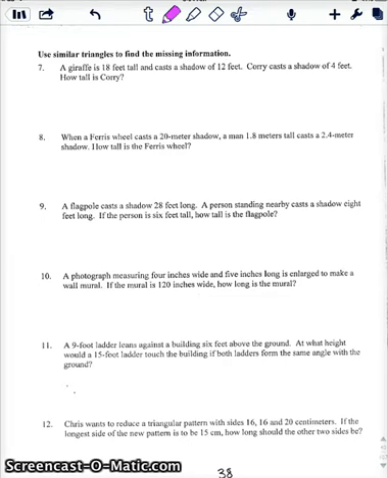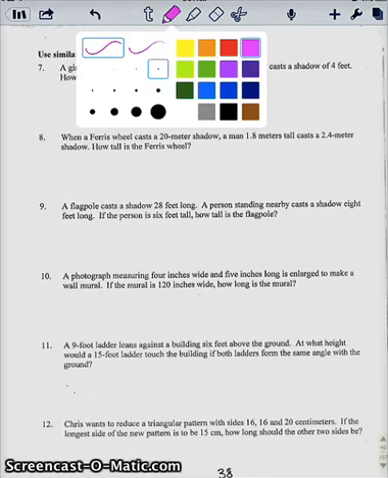Starting with problem 7, it says, a giraffe is 18 feet tall and casts a shadow of 12 feet. Corey casts a shadow of 4 feet. How tall is Corey? The first way you can solve this is by creating similar triangles and then using those triangles to solve a proportion.